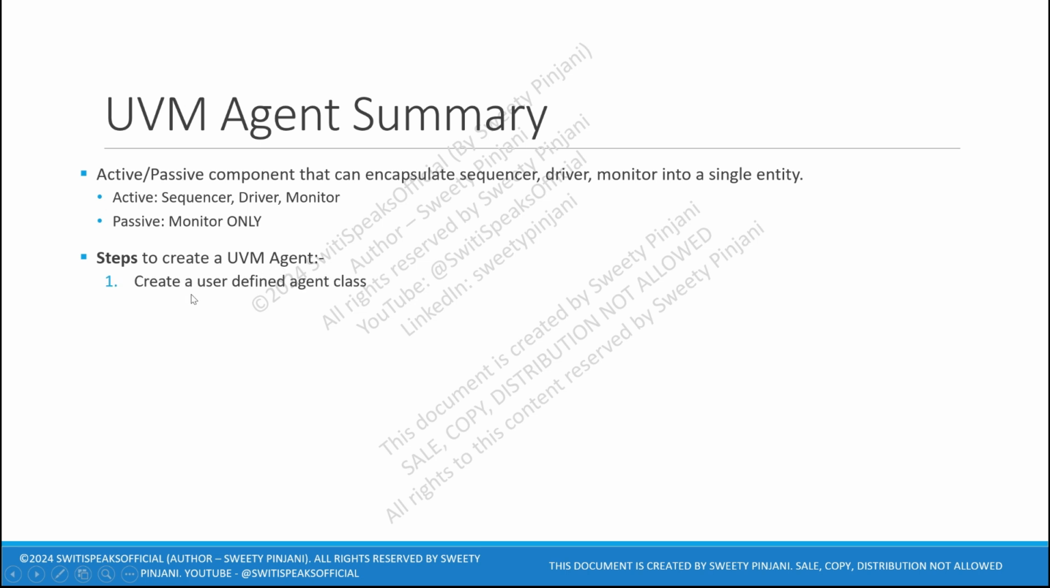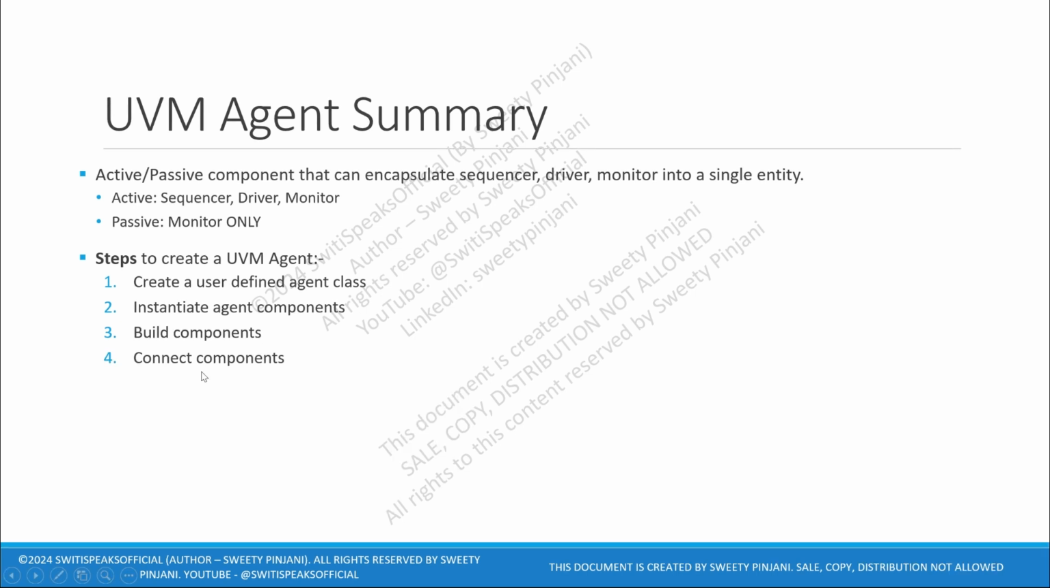There are steps. First step is you will create the user defined agent class. In our case, it was Sweetie agent. Second is you will instantiate the agent components. Then you will build the components depending on the type of agent. If it is an active agent, you will build sequencer, driver, monitor. If it is a passive agent, you will only build the monitor. And then the final step is to connect your components. These are the steps to create your UVM agent.